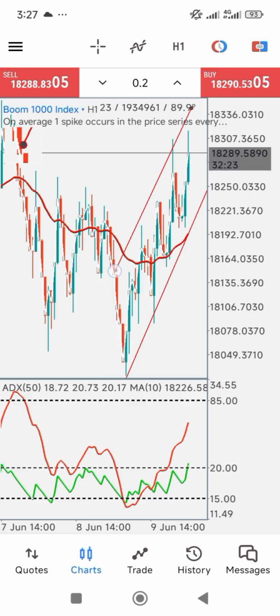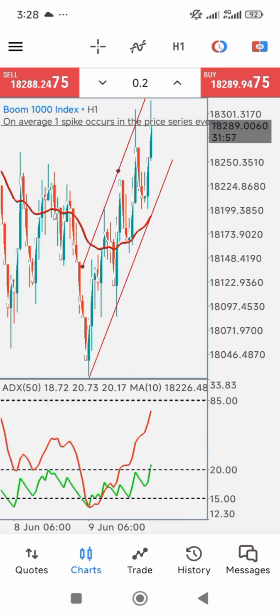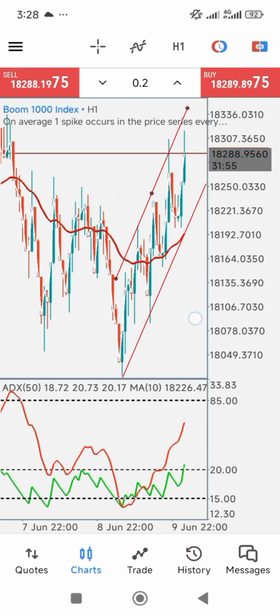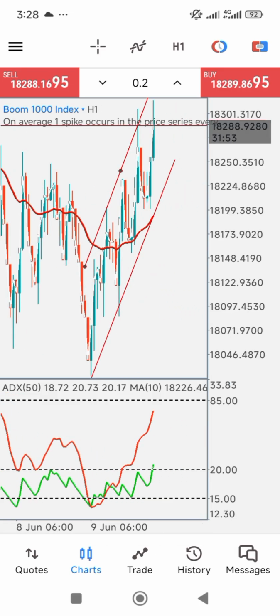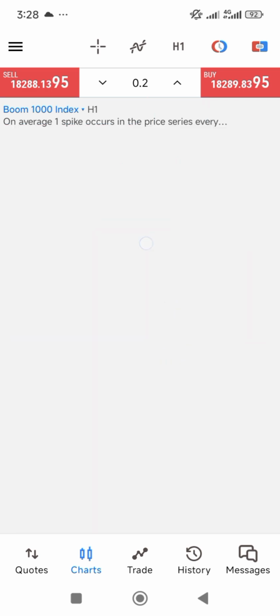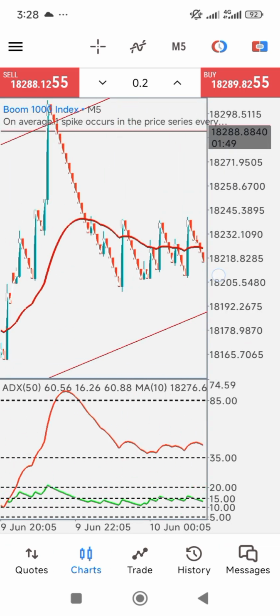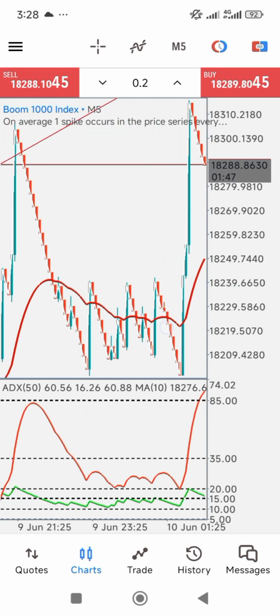Okay, so at this point you go to a 5 minute time frame. That's where I always take my trade from. As you can see, it's very, very visible. Even the blind knows what to do at this point.